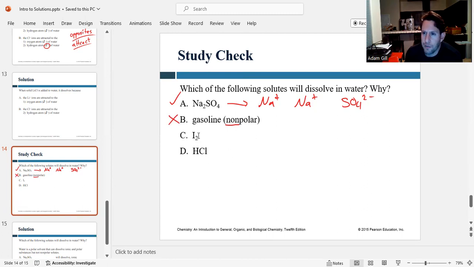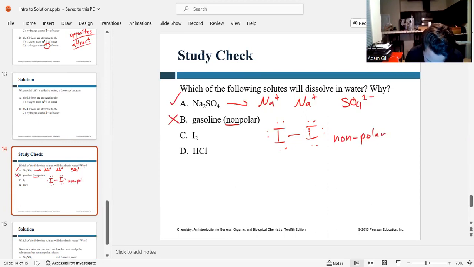Now, what about iodine? This one's a little tricky. This is a molecular compound. It's covalently bonded. And so if we were to draw a Lewis structure of that, it would be iodine bonded to an iodine. And they each have 3 lone pairs. Now, this molecule is not polar because there's no difference in electronegativity, right? No one atom is more electronegative than the other, so there's no dipole, so this is nonpolar. And because it's nonpolar, I would not expect it to dissolve in water.